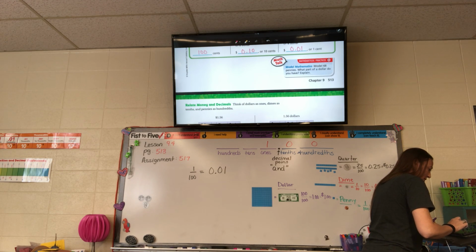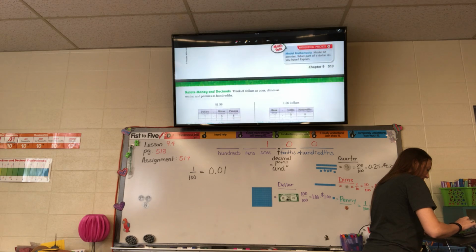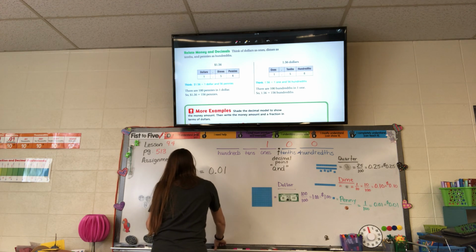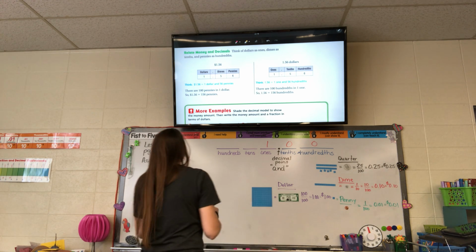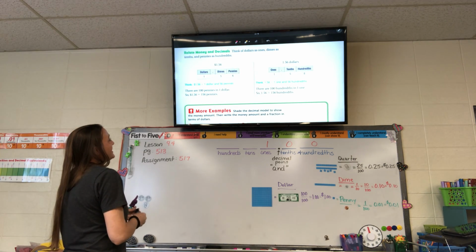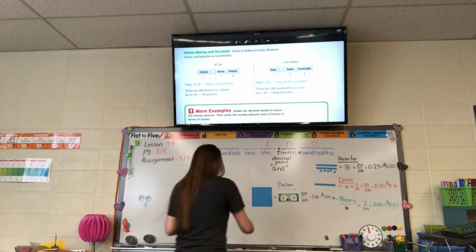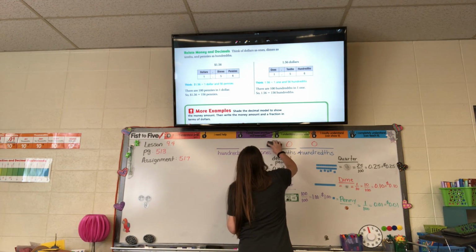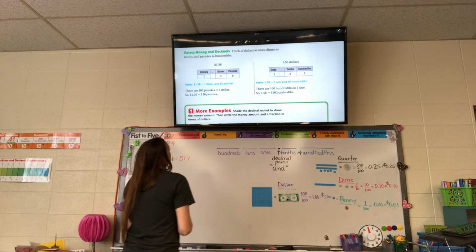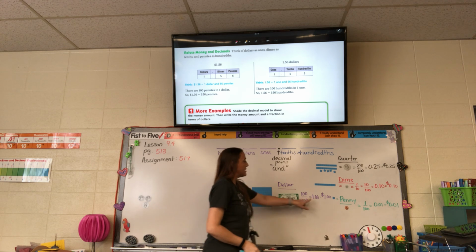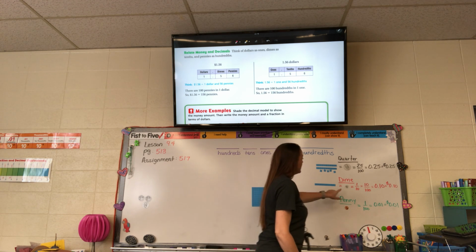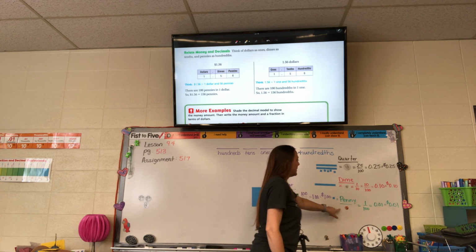Next page. It says, think of dollars as ones, dimes as tenths, and pennies as hundredths. All right, so dollars as ones, dimes as tenths, and pennies as hundredths.